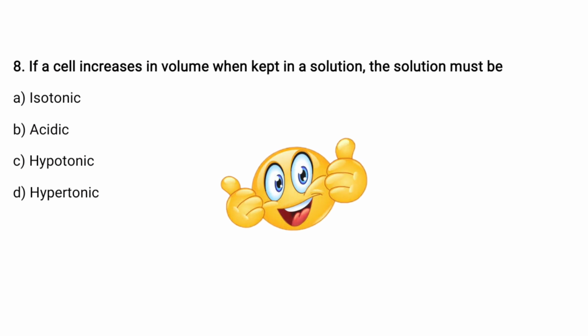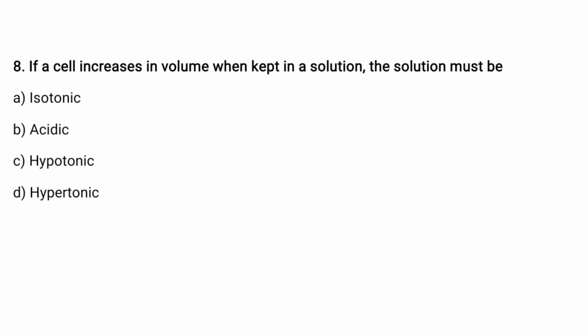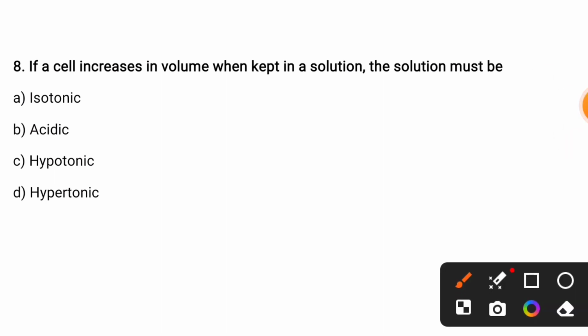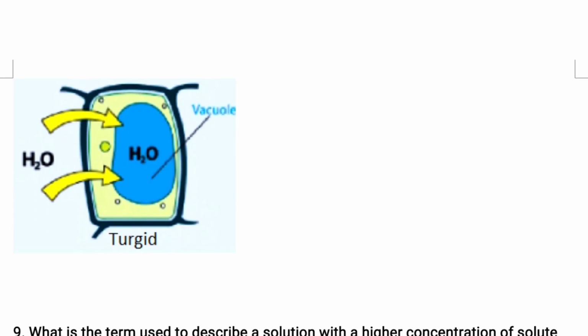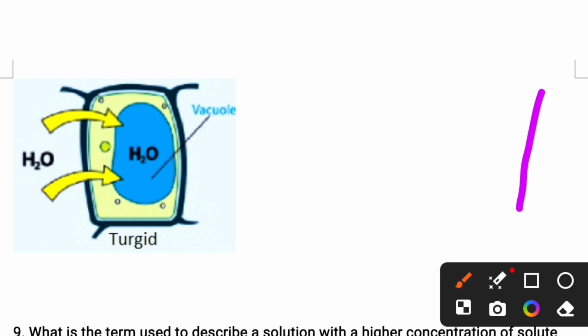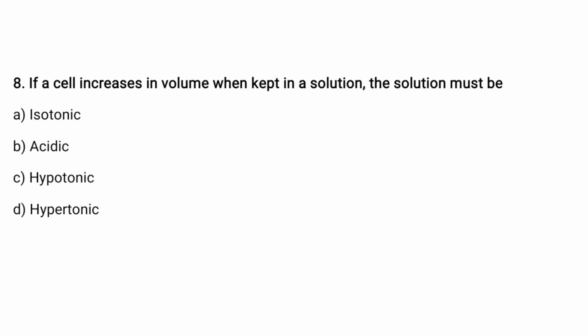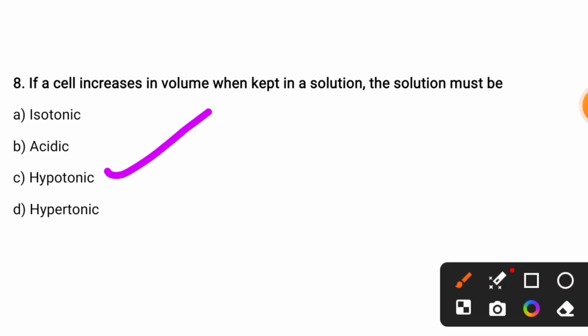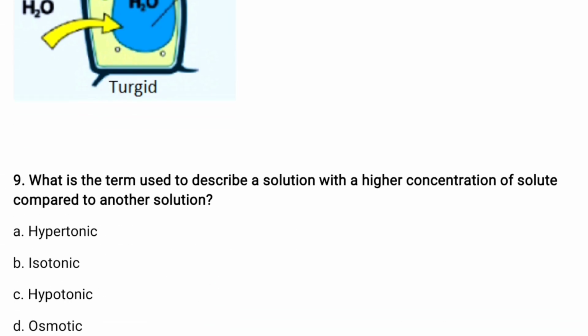If a cell increases in volume when kept in a solution, the solution must be... options are isotonic, acidic, hypotonic, hypertonic. When the cell increases in its volume, the cell becomes turgid. When does it happen? When the cell is placed in hypotonic solution. So the correct answer is hypotonic solution. Let's see the next question.